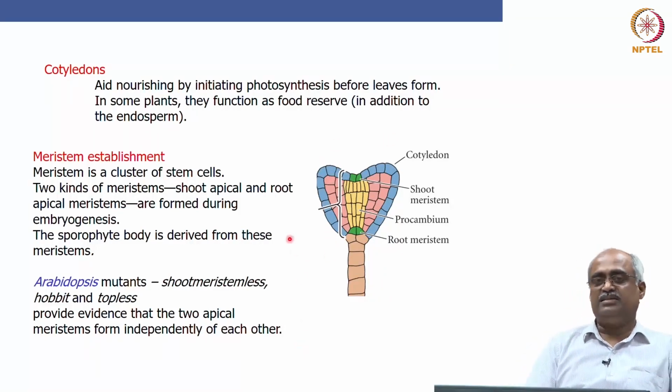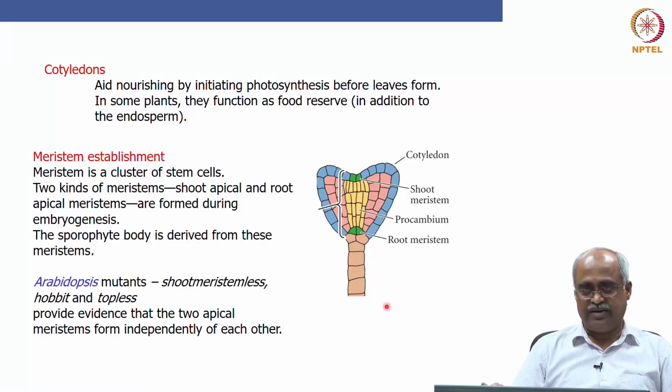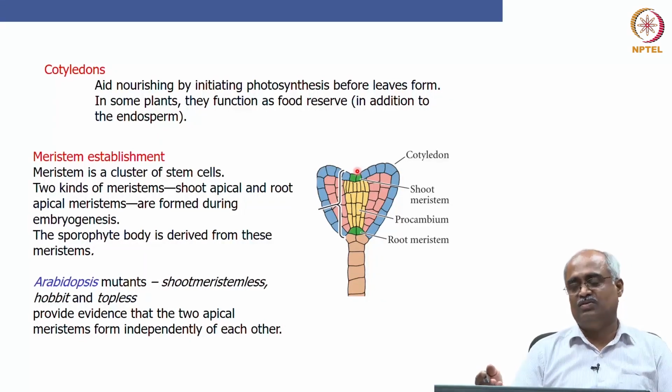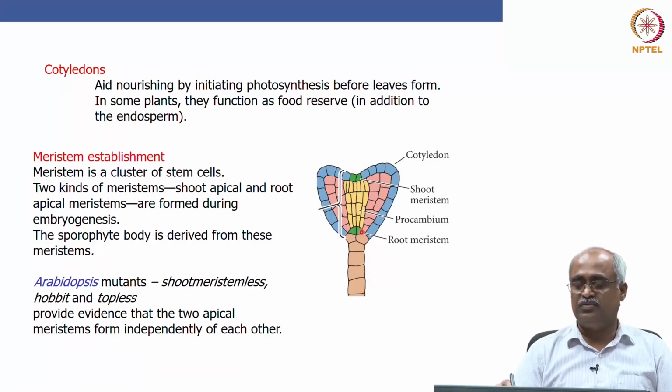The next thing we are going to look at is meristem establishment. Meristems are clusters of undifferentiated cells, equivalent to what we call stem cells in animals. In the apical basal polarity, the cluster on the apical side is the shoot apical meristem, and the other is the root meristem. These two are produced more or less independent of each other, and the entire sporophyte body is derived from them. For example, the branches, leaves, and finally the reproductive organs, inflorescence and flowers, all come from the shoot apical meristem. Similarly, the root cap and the root tissues all come from the root meristem. So the entire sporophyte body is derived from these two meristems that are set apart during embryogenesis.